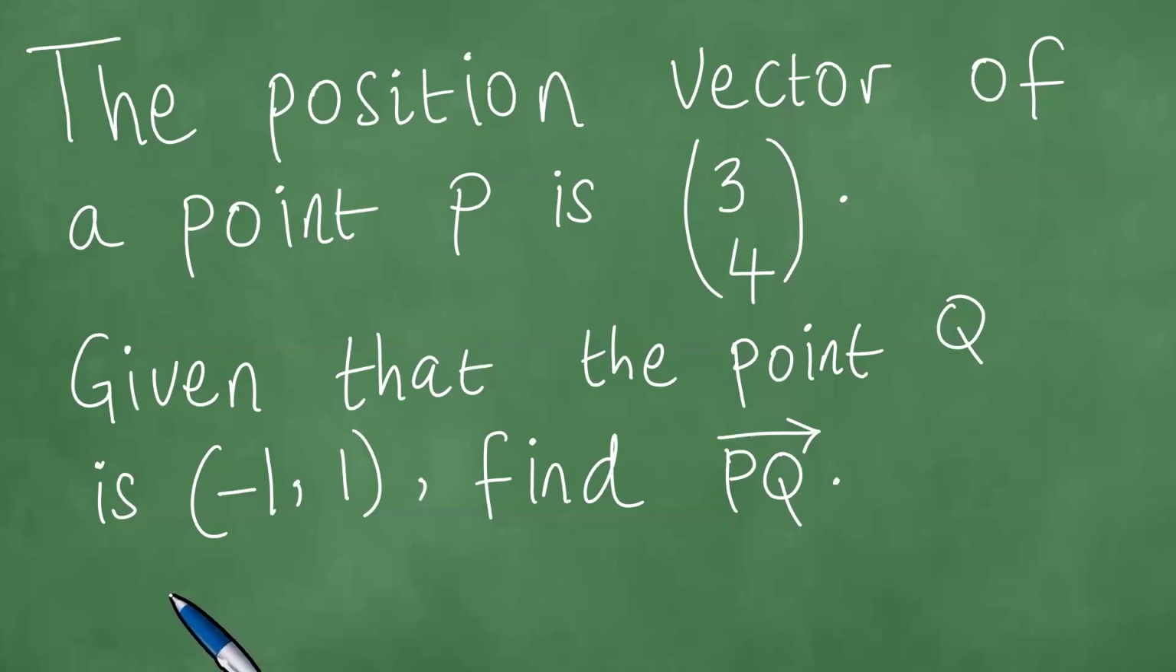In this lesson, we shall solve this particular question on vectors. The position vector of a point P is (3, 4). Given that the point Q is (-1, 1), find the vector PQ. And we proceed to solve this particular vector question as follows.